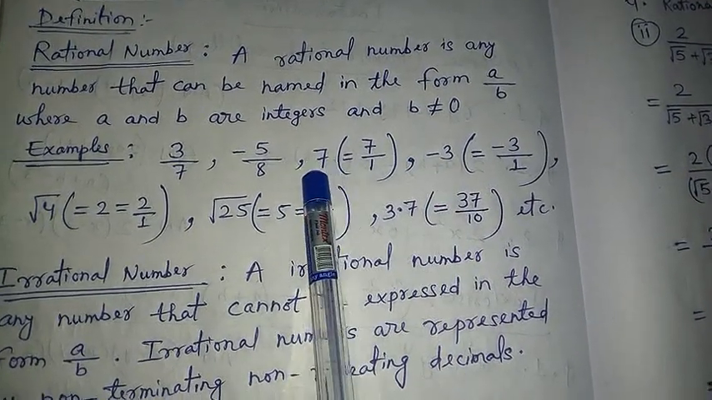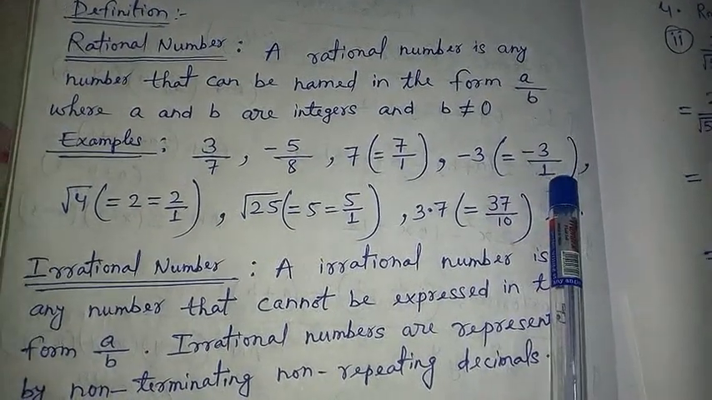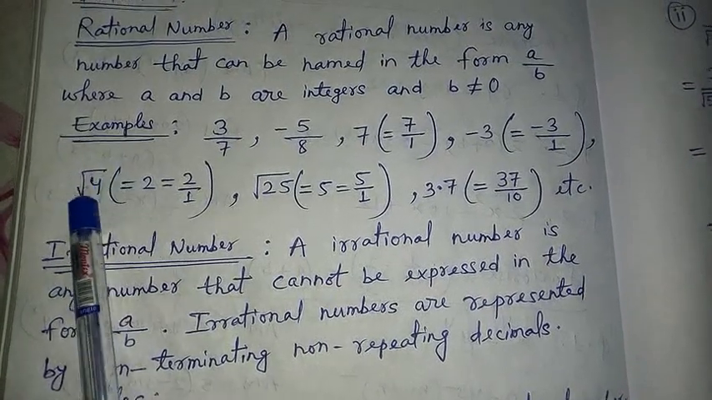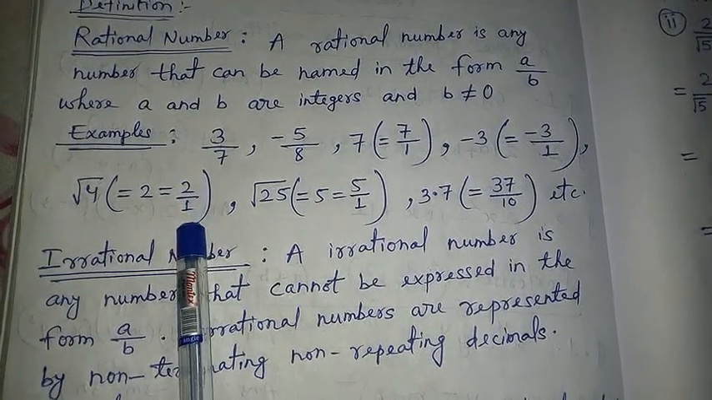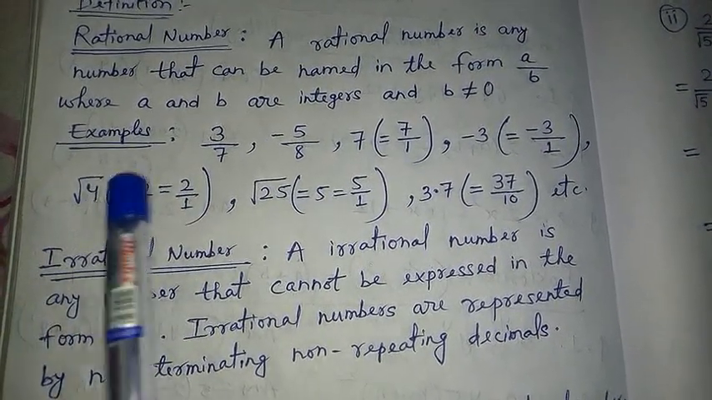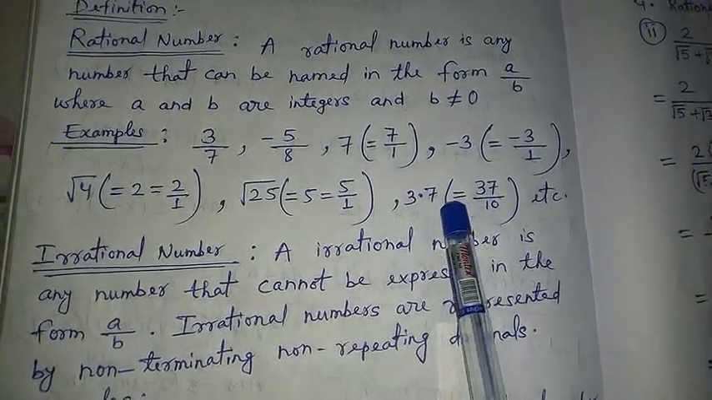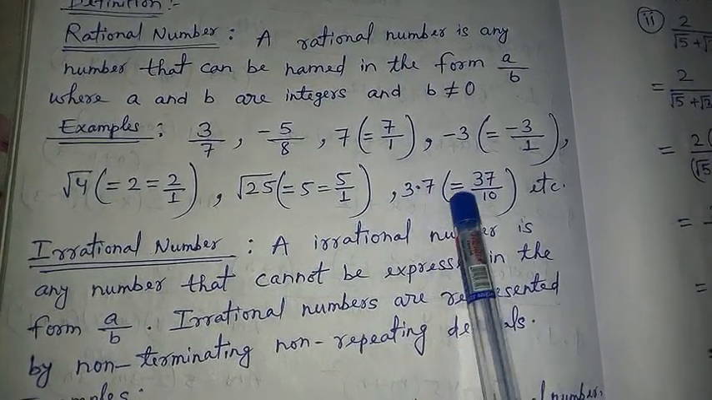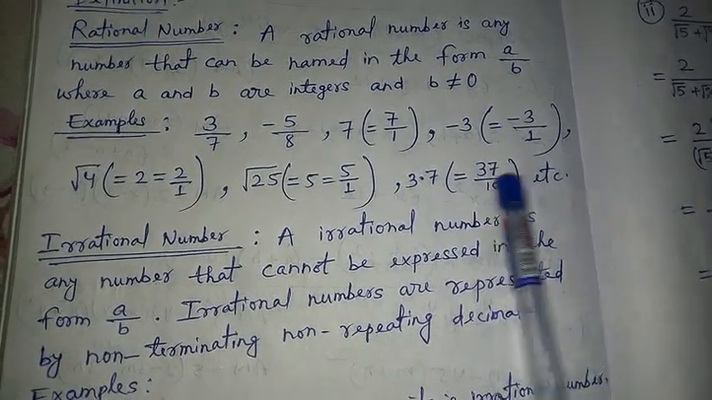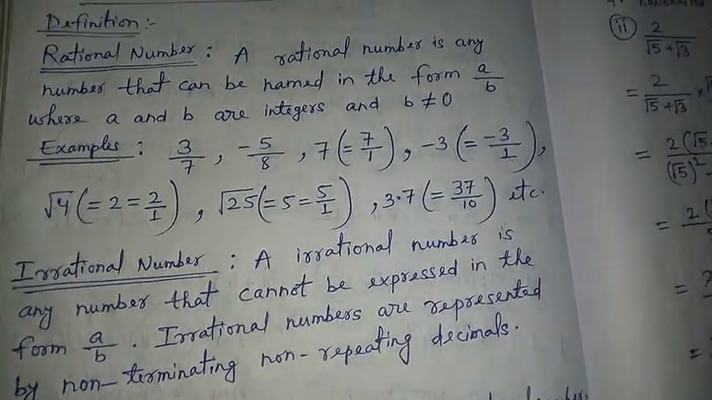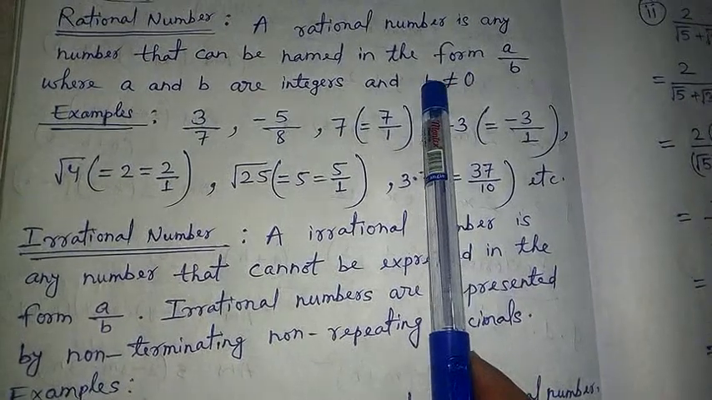I mean to say every positive and negative integer, like minus 3 by 1, because we can express 1 in the denominator. Like root 4, it is also a rational number, because root 4 is actually 2, and 2 can be written as 2 by 1. Similarly root 25, which is 5, and 5 can be written as 5 by 1. Even a decimal number 3.7 can be written as 37 by 10, because 1 decimal place means by 10, 2 decimal places means by 100, and so on. All these numbers are rational numbers because they can be expressed in the form a by b, but the denominator should not be equal to 0.